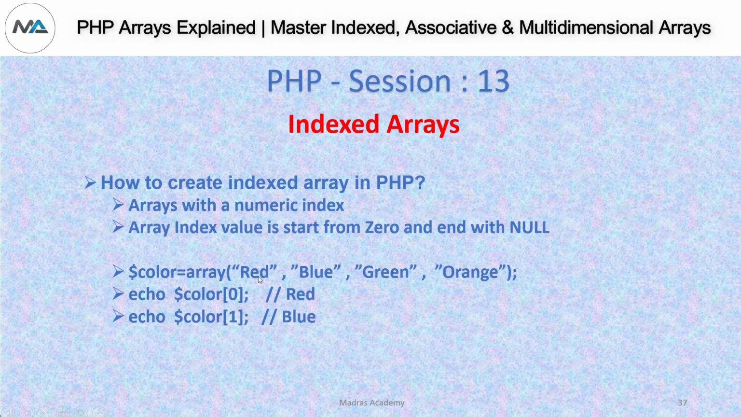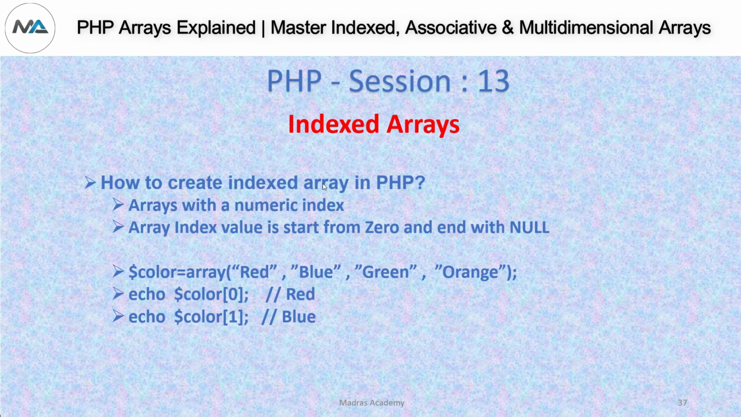And I need to print the red color. So what can I do for that? Here I can use echo $color[0]. If I use the index value like this, within the square brackets 0, it automatically prints red. If it is 1, blue. If I change this value to 2, green. So like that, using the index value we can print the array element. That type is called an indexed array.